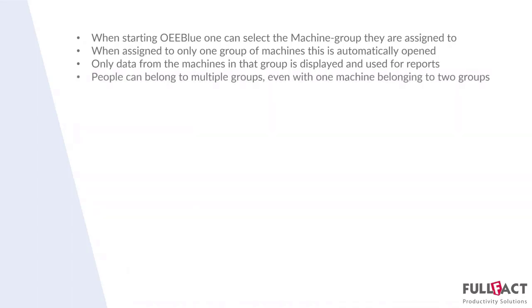People can belong to multiple groups, even with one machine belonging to two groups. One person can belong to multiple groups, but one machine also to multiple machine groups. So you have a lot of possibilities to define your own groups. You often see this in a wet department where the vegetables are cut and washed, and they go to the packaging department. That's a different kind of machines. So you have two groups, the wet and the dry section.